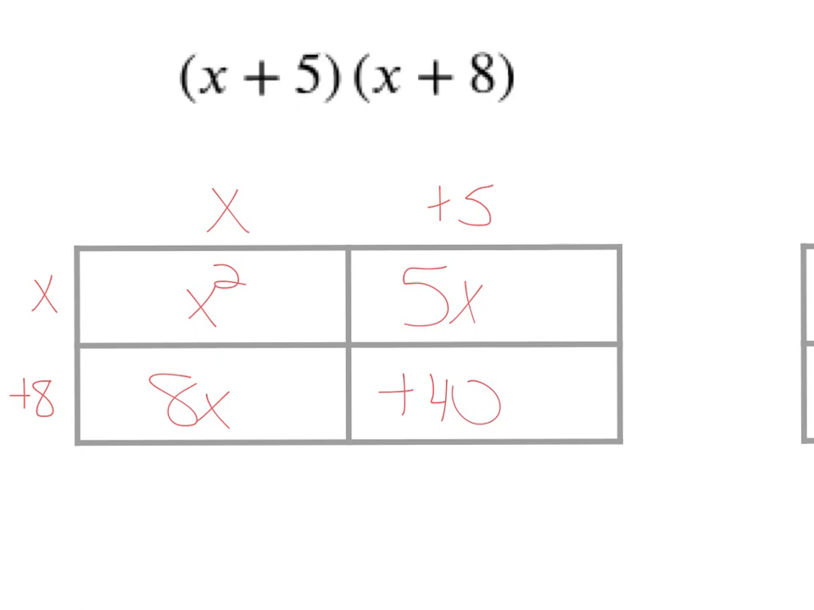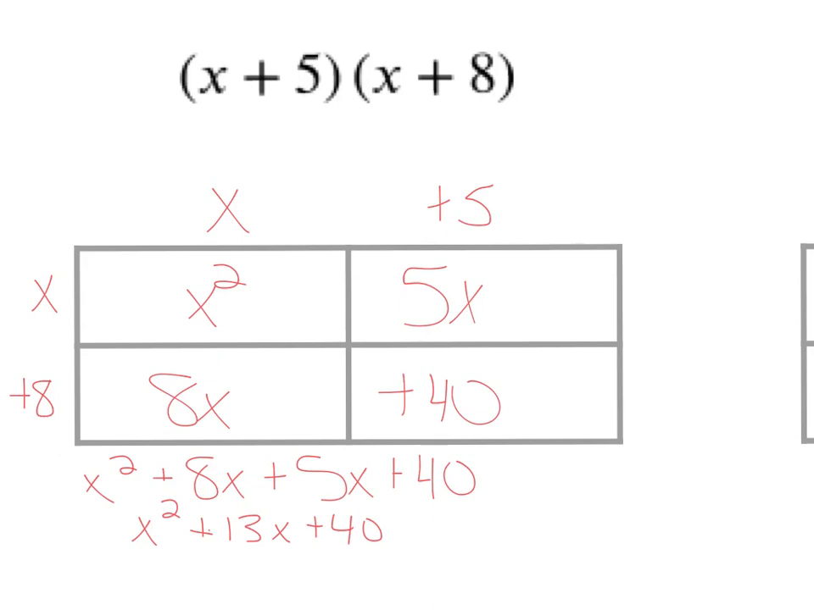Now I have four terms here. I have x squared plus 8x plus 5x plus 40. And I should notice that these middle two terms are like terms. So I can combine them and I end up with x squared plus 13x plus 40. So notice we multiplied two binomials and we ended up with a trinomial.